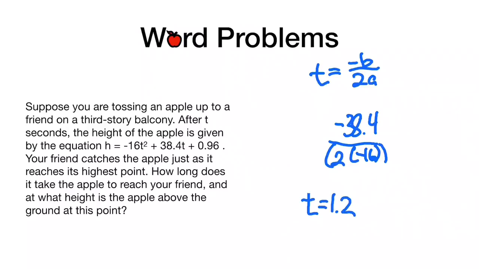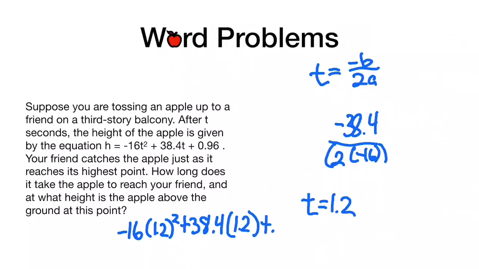Now I just plug those into my equation. -16 times 1.2 squared plus 38.4 times 1.2 plus 0.96. And when I add all those together, my height is going to be 24. So it took 1.2 seconds to go up 24 feet.